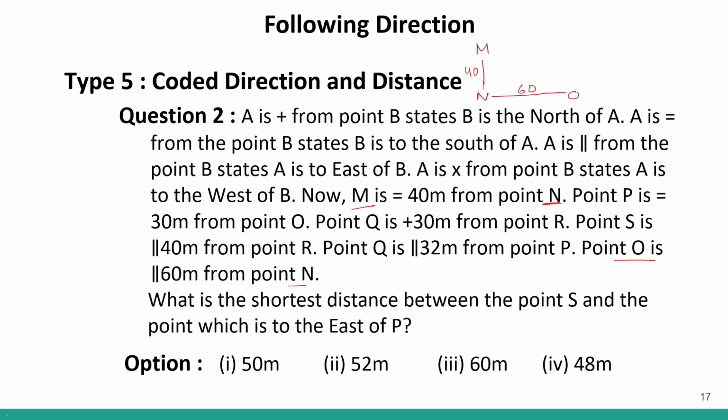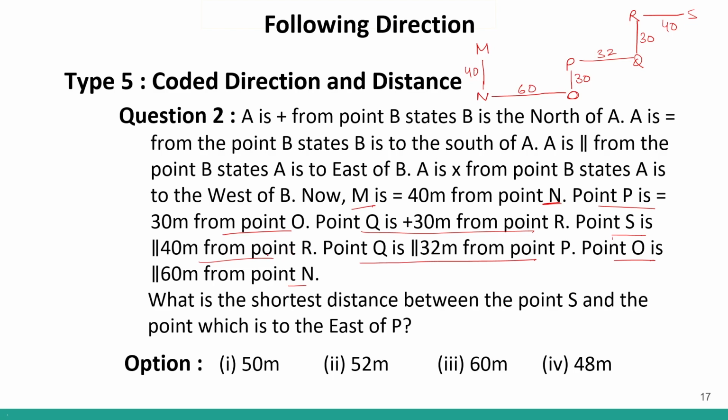60 meter to O. From O we were going to P, 30 meter. From P we were going to Q, 32 meter. From Q we were going to R like this, 30 meter. And from R we were going to S like this, 40 meter. So this we discussed in the previous question, this diagram.